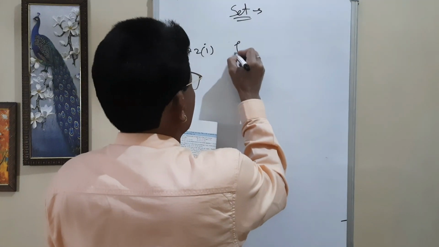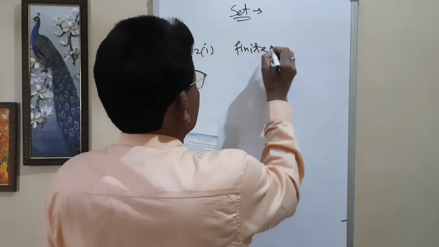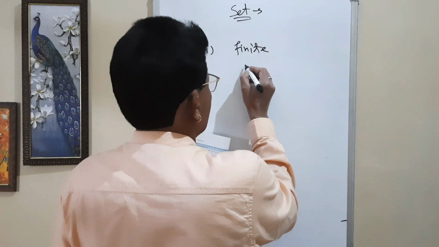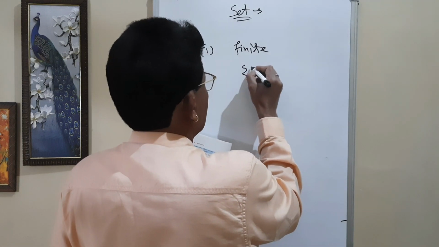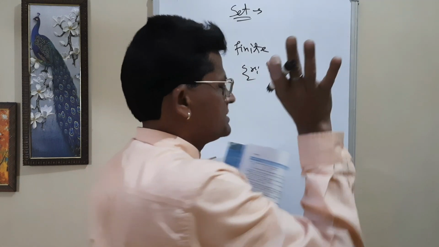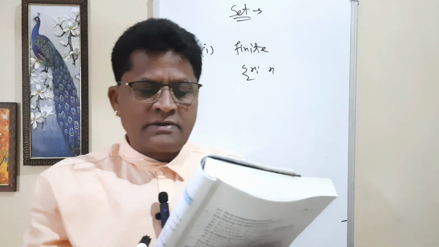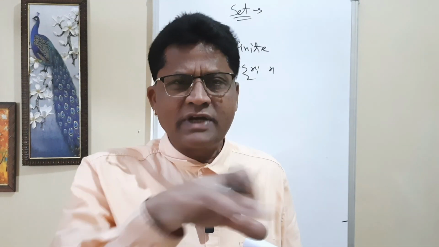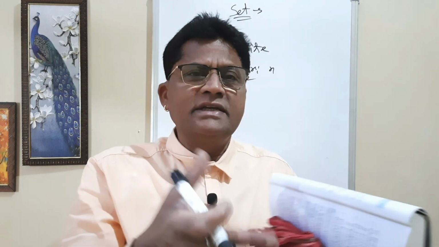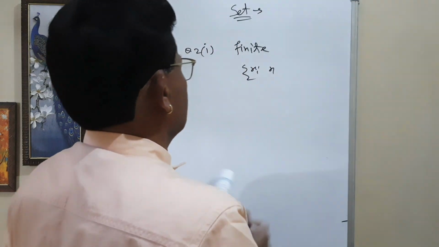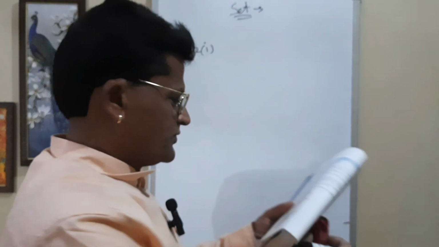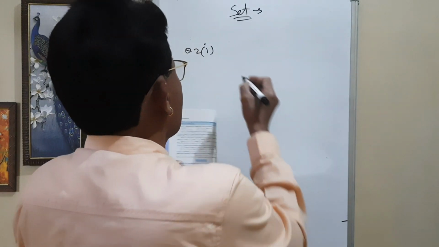Yes, it is finite. Because you can write inside the brackets x such that x is a month in a year. You can actually enclose it inside the braces. That is why it is a finite set. Okay, first is finite. Now second.